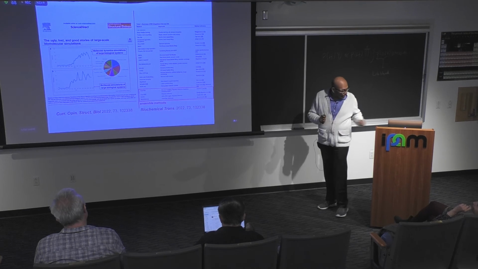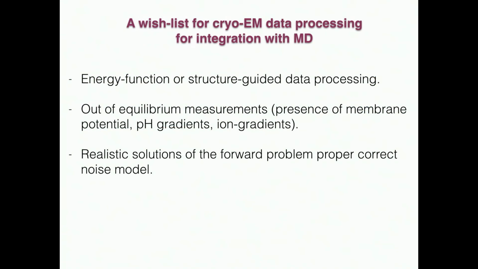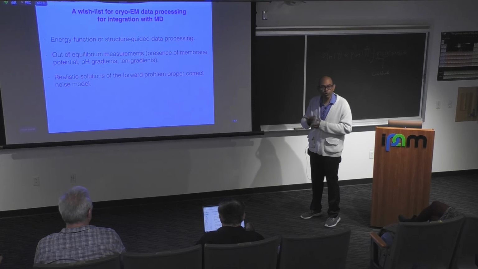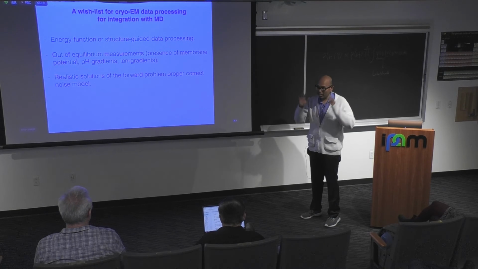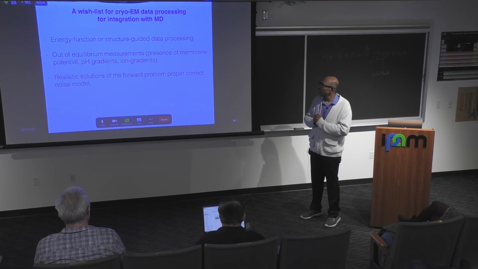And I had a wish list for the cryo-EM community, part of which we already know: if there can be more out of equilibrium measurements, that would really help us in terms of doing molecular dynamics simulations. Realistic solutions of the forward problem, I think that's very important. Giving structure is fine, but from structure to image, so that one can start inferring things. If you don't have realistic solutions, we can't put it inside molecular dynamics. The first part, we can handle.